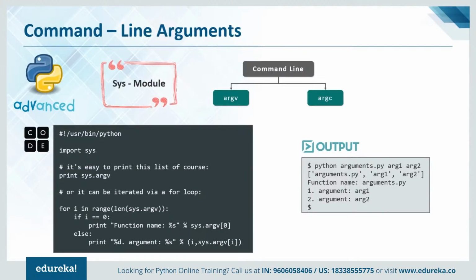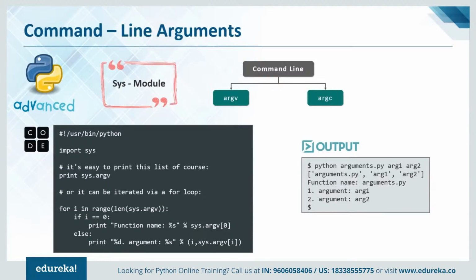All we do is import the sys module and print the list using sys.argv, or you can do it via a loop as well. We have a for loop here and we iterate until the length maxes out. If i is 0, print the default system argument, else print the argument whatever the user has input. Check out the output on the right side. It's pretty simple, right?